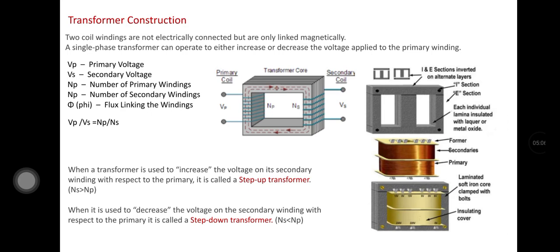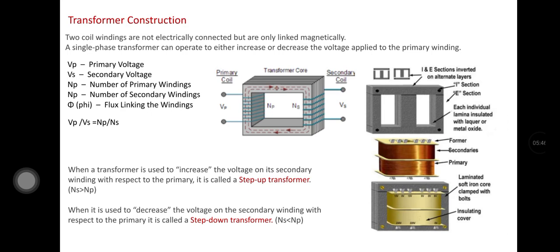So Vp is your primary voltage, Vs is your secondary voltage, Np is the number of primary windings, Ns is the number of secondary windings, and phi is the flux linking the windings. And there is one important relation of the voltage with respect to the number of turns in the windings, primary with respect to secondary. So Vp upon Vs is equal to Np upon Ns.